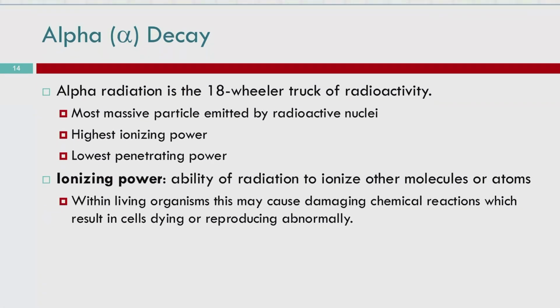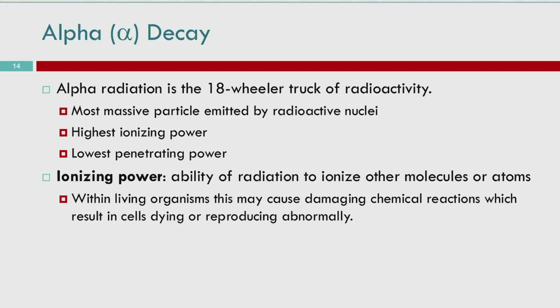All right, so thinking about some of the properties of alpha decay, we're going to use a traffic analogy here. So alpha radiation, this is a semi-truck, our 18-wheeler of radioactivity. If you're out on the road, typically an 18-wheeler is the biggest thing that you're going to see out there. This is our most massive particle. It's the biggest in size. It's 2 protons and 2 neutrons. It has the highest ionizing power, meaning that it causes the most damage when it crashes, just like an 18-wheeler truck.